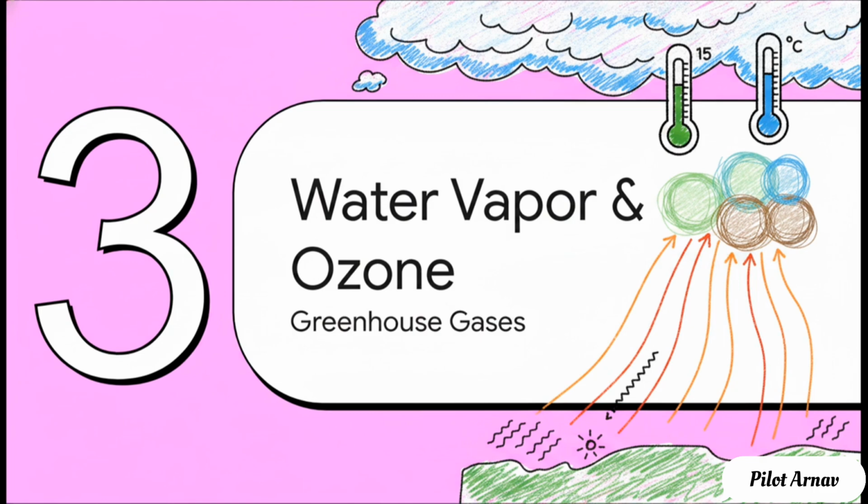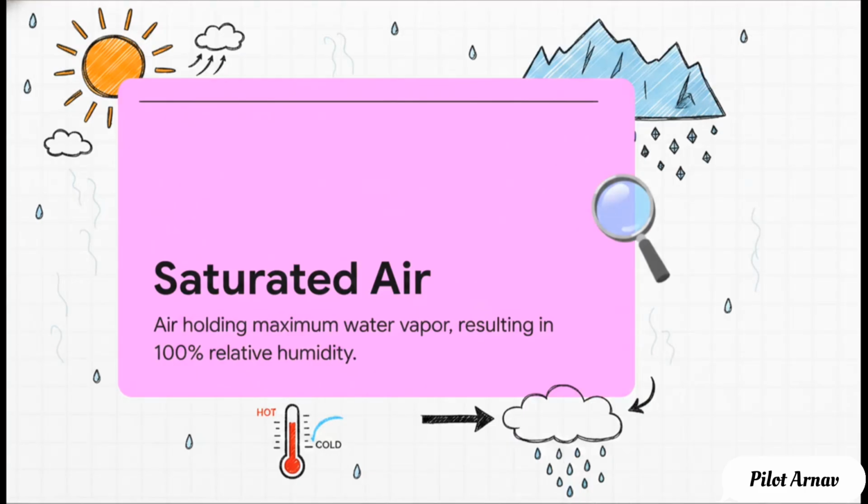Right. Section 3, Water vapor and ozone. Let's look at greenhouse gases. You might already know this, but our atmosphere is largely heated from below. Greenhouse gases absorb the Earth's long-wave terrestrial radiation, which is what keeps our sea level at a very comfortable, livable 15 degrees Celsius. But let's talk specifically about water vapor.